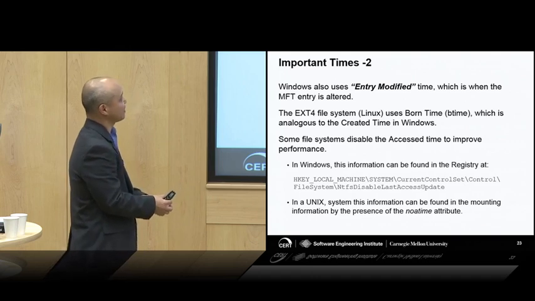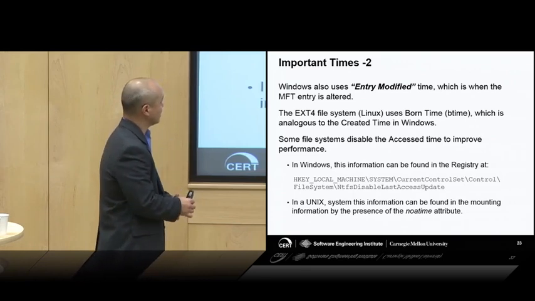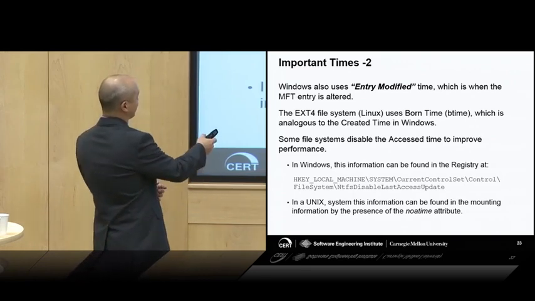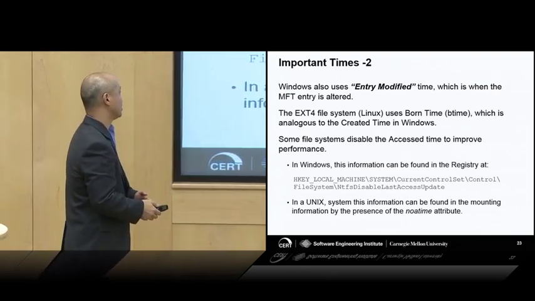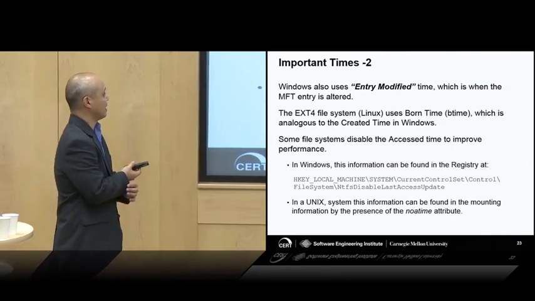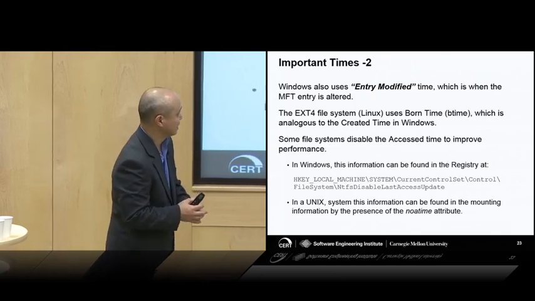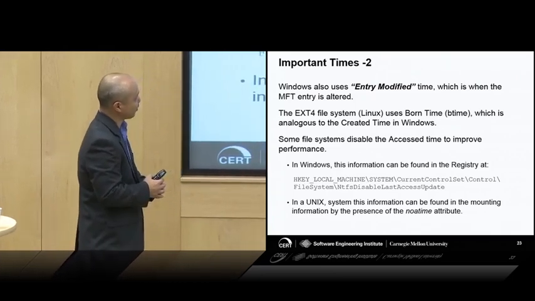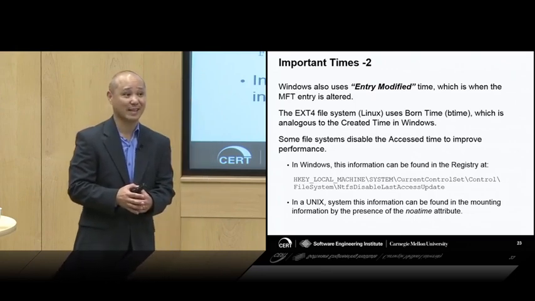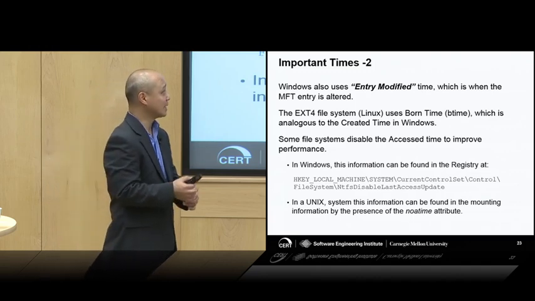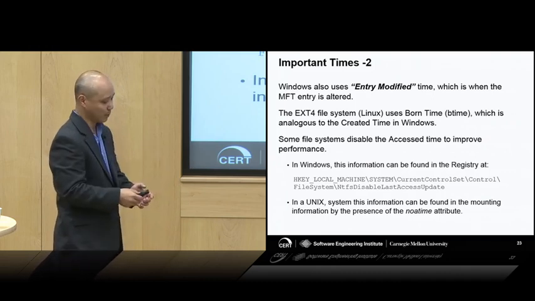Some file systems disable the access time to improve performance. In that case, this can be found in this registry key for Windows. And in Unix, the information can be found in the mounting information by the presence of a noatime attribute. So that's just to speed up files opening up. So unfortunately, if you need to look for when a file has been accessed, you may not be able to get that piece of information if this setting is set either in Windows or in Unix.